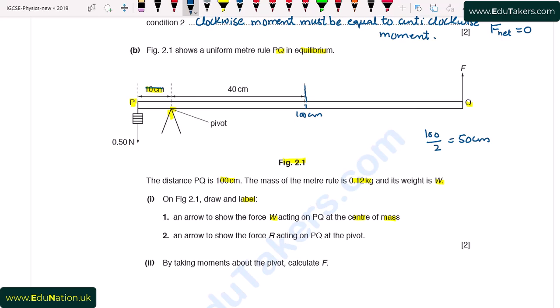So, an arrow to show the force weight W acting on PQ. It is the force that is acting here and it is acting in downward direction. And we have to label it with W. Part 2. An arrow to show the force R acting on PQ at the pivot. You can see here it's a pivot, and the force acting on the pivot will be in upward direction. So it will be this, and we have to represent it with R.